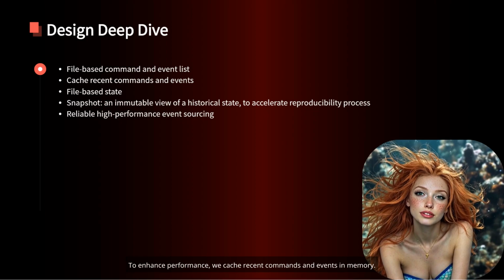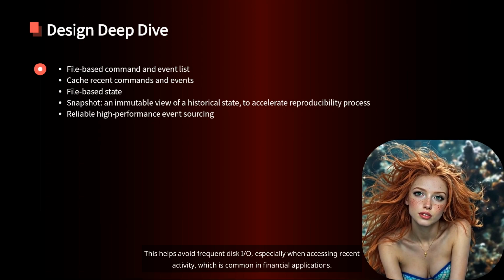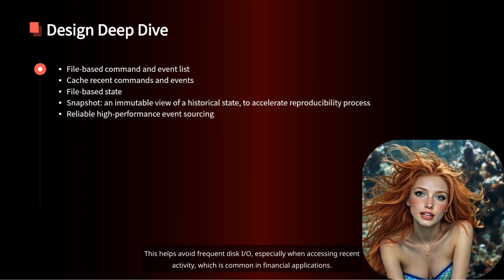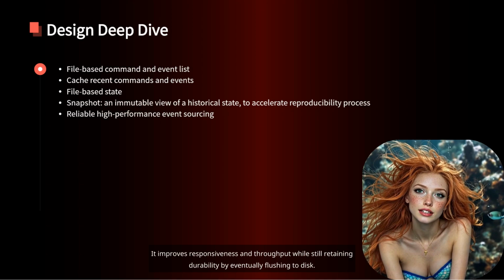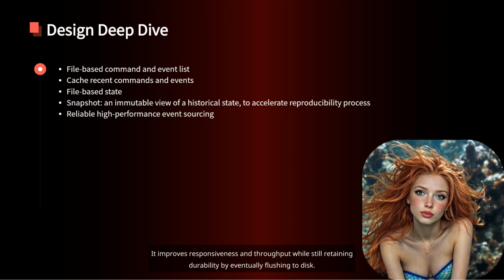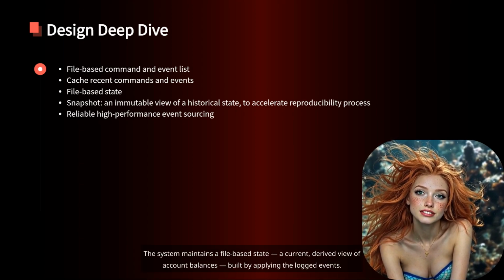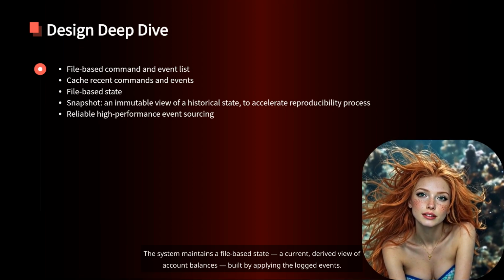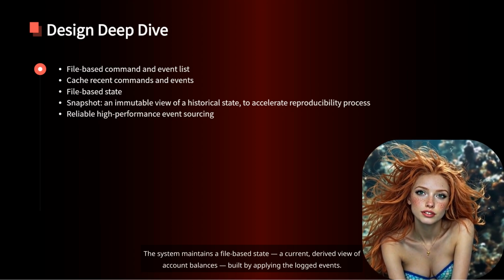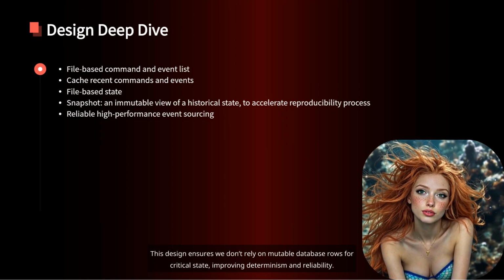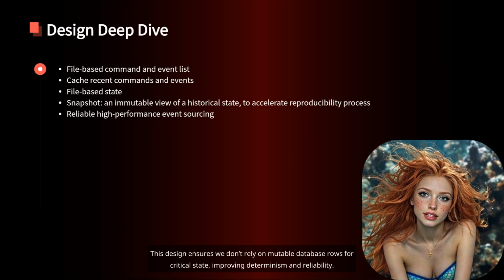To enhance performance, we cache recent commands and events in memory. This helps avoid frequent disk I/O, especially when accessing recent activity, which is common in financial applications. It improves responsiveness and throughput, while still retaining durability by eventually flushing to disk. The system maintains a file-based state, a current-derived view of account balances built by applying the logged events. This design ensures we don't rely on mutable database rows for critical state, improving determinism and reliability.